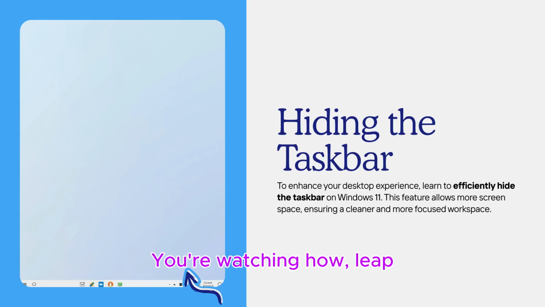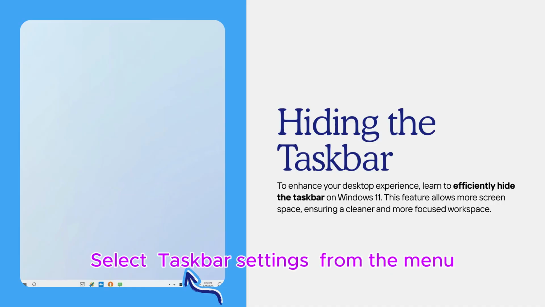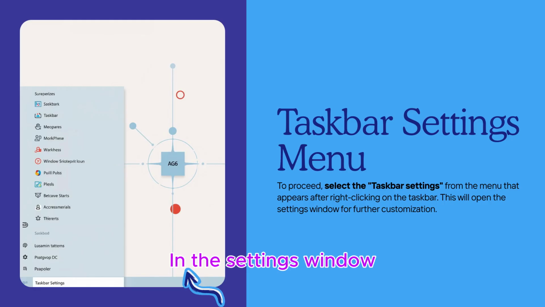You're watching How Leap. Let's hide the taskbar on Windows 11. Right-click on any empty space on your taskbar. Select Taskbar Settings from the menu. In the Settings window, find the option that says Taskbar Behaviors. Click to expand it. Look for Automatically Hide the Taskbar.